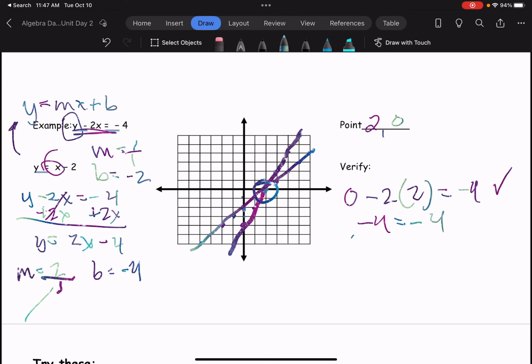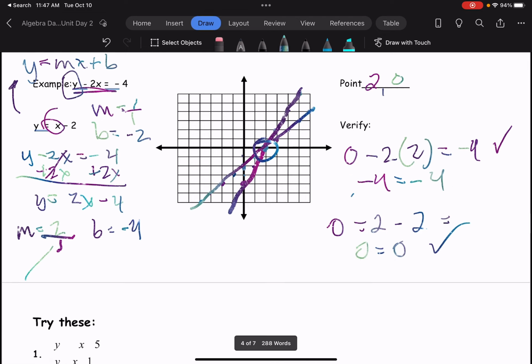Y equals 0. So 0 equals 2 minus 2, which is 0 equals 0. So that is also true and works out.